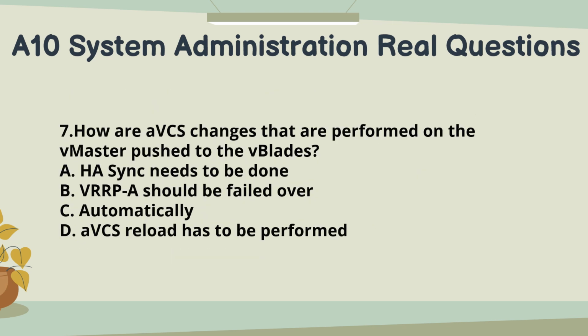7. How are AVCS changes that are performed on the vMaster pushed to the vBlades? A. Ha-sync needs to be done. B. VRRPA should be failed over. C. Automatically. D. AVCS reload has to be performed.